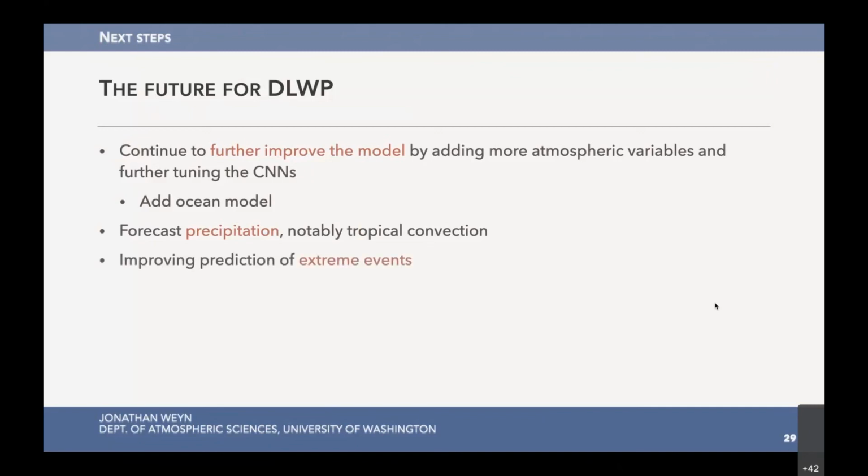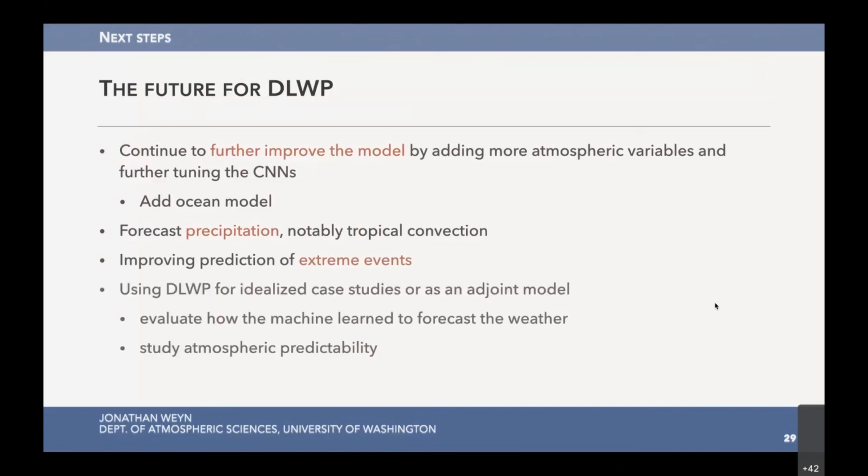As I showed in the example animation before, the prediction from DLWP was a little bit smooth relative to verification, so we'd like to focus on improving prediction of extreme events. But then finally, the computational efficiency of DLWP could be leveraged to do idealized case studies or as an adjoint model to study atmospheric predictability.